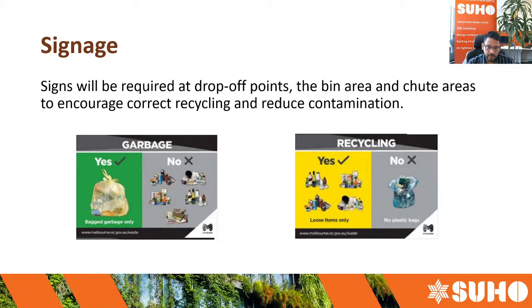Signage is pretty straightforward. Signs will be required at drop-off points, the bin area and chute areas, to encourage correct recycling and reduce contamination, so that residents put their waste accordingly and do not mix what should go in the garbage or recycling, because otherwise the operator faces a lot of problems in separating it. So it's good that residents take care of that. Just to educate them, this signage is important.